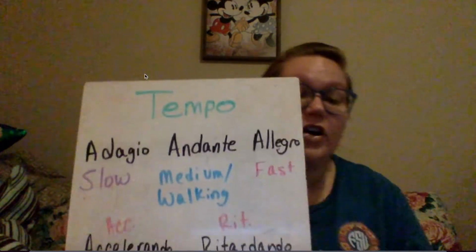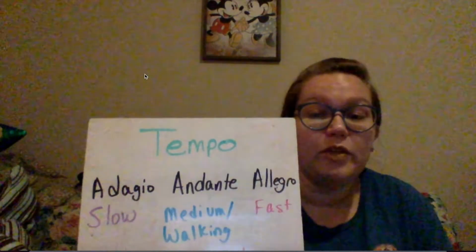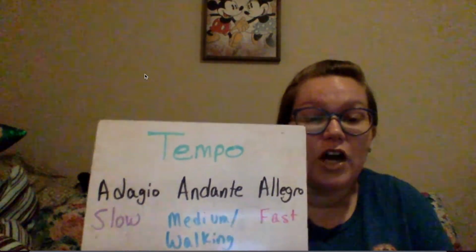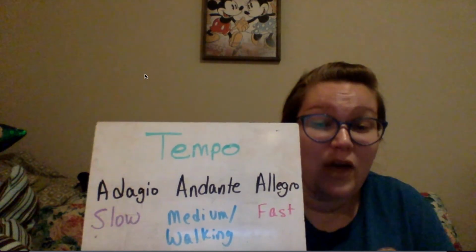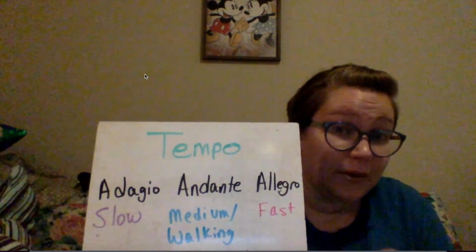So the three tempos we're going to be talking about today are Adagio, Andante, and Allegro. Adagio is slow. Oops, don't look at the bottom yet. Don't peek. Adagio is slow. Andante is medium or a walking tempo, and Allegro is fast.